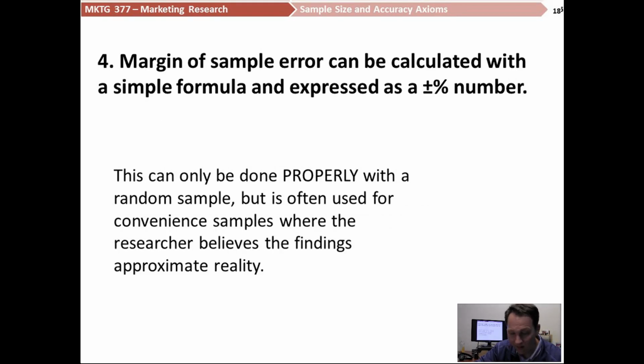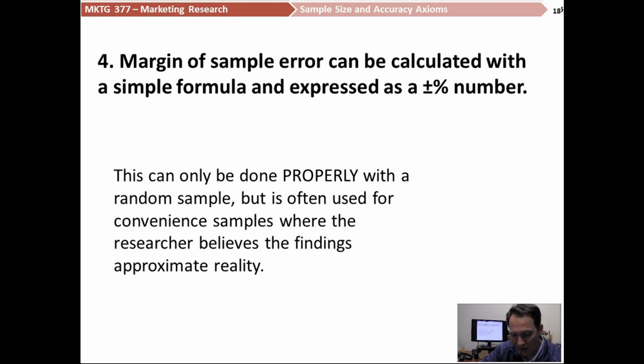And that's because, point 4, margin of sample error can be calculated with a simple formula and expressed as a plus or minus percentage number. Now again, with these axioms, we're talking about a random sample, a probability-based sample.